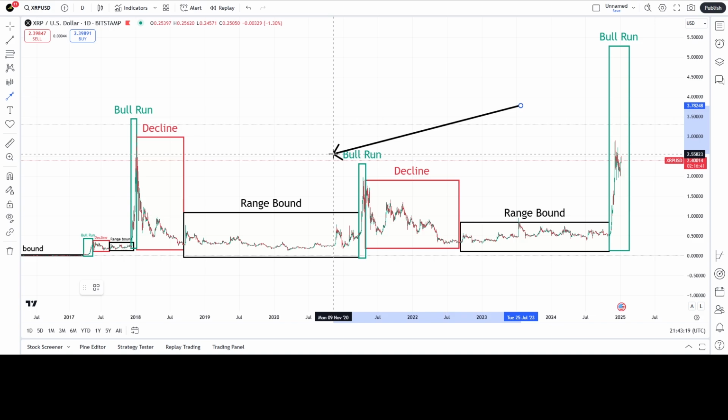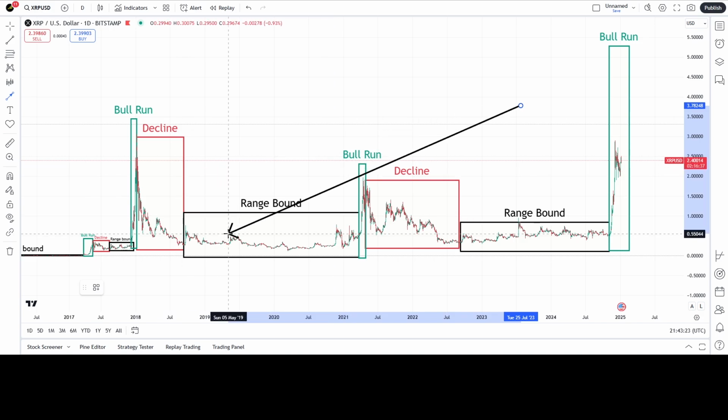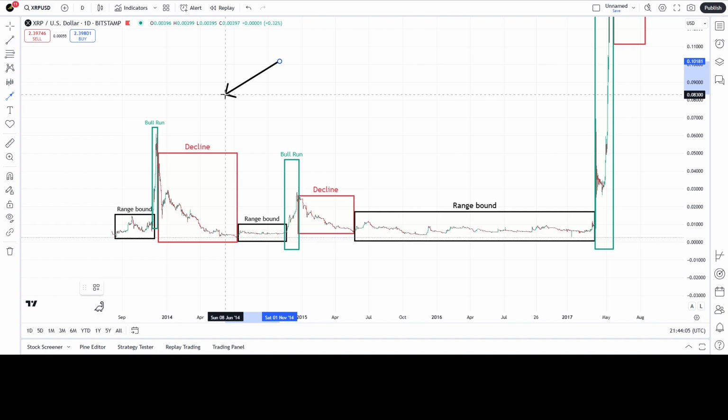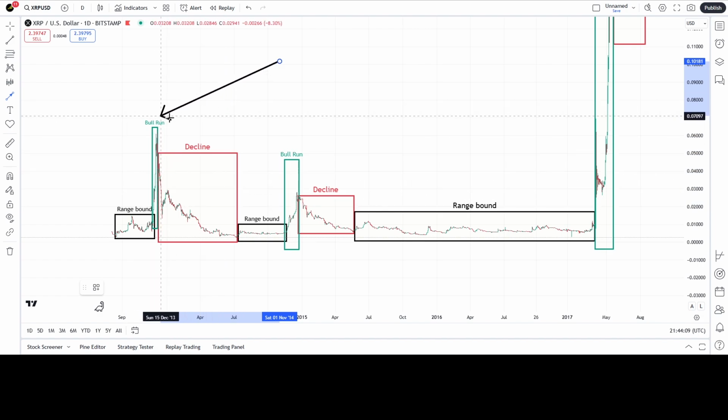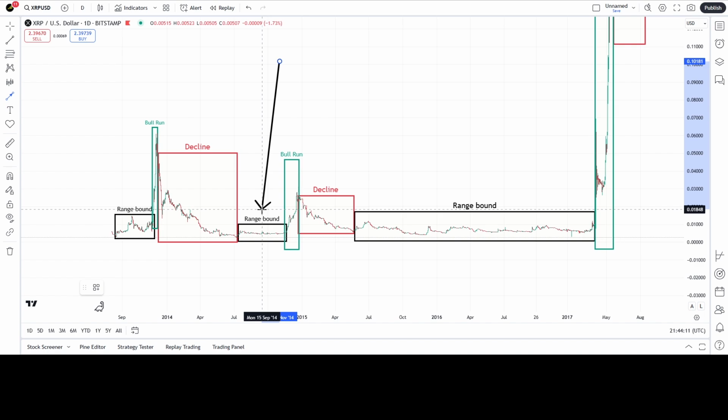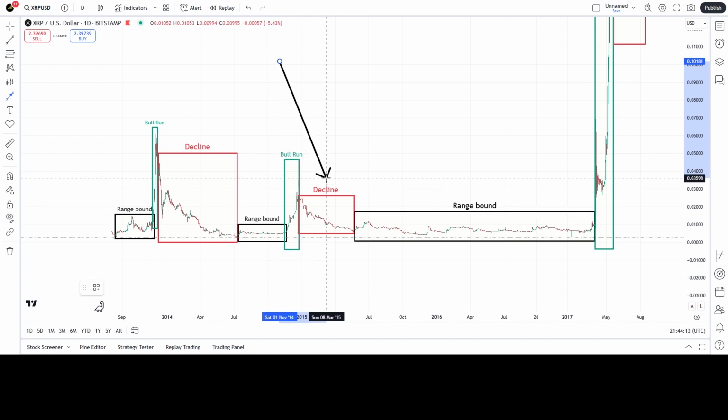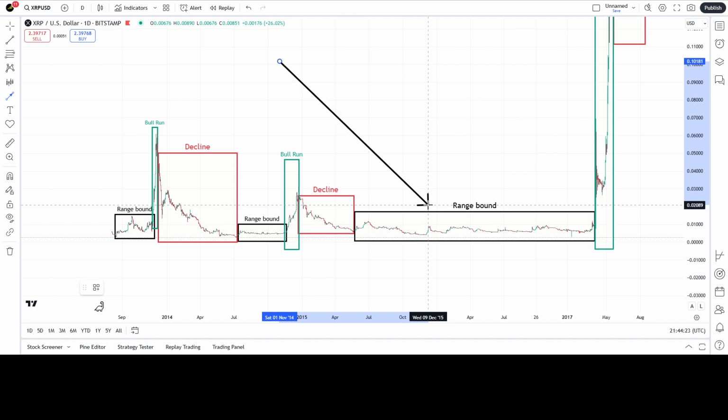This repetitive structure goes all the way back to the very beginning of the chart. In fact, let's go back there and look at it. So here we are at the very beginning of the XRP chart. You can see that it starts with a range-bound time, goes into a bull run, a decline, another range-bound time, another bull run, another decline. So the way this works is after every single bull run, there comes a decline, 100% of the time. After every single decline comes a range-bound time. This happens 100% of the time.